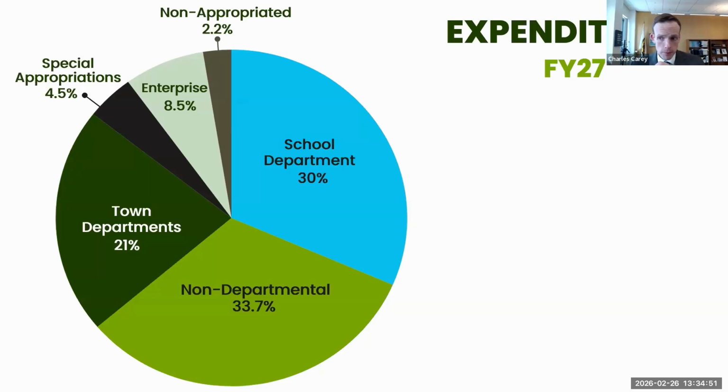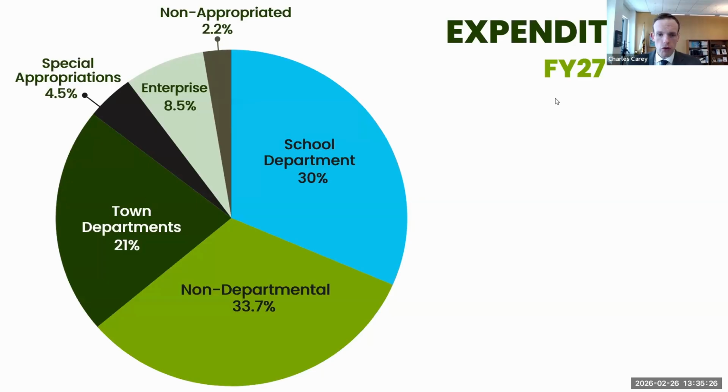Okay, expenditures in FY27. You can see here that the single largest category is non-departmental. That's those shared issues, shared services. That includes healthcare, our pensions, the other sort of big budget busting items. The school department is around 30% of our expenditures. All the other town departments combined make up around 21%. Then you have these smaller categories Melissa talked about: enterprise funds. You can see that number nets out, 8.5 in, 8.5 out. You have special appropriations and non-appropriated, which we'll get to in a minute.